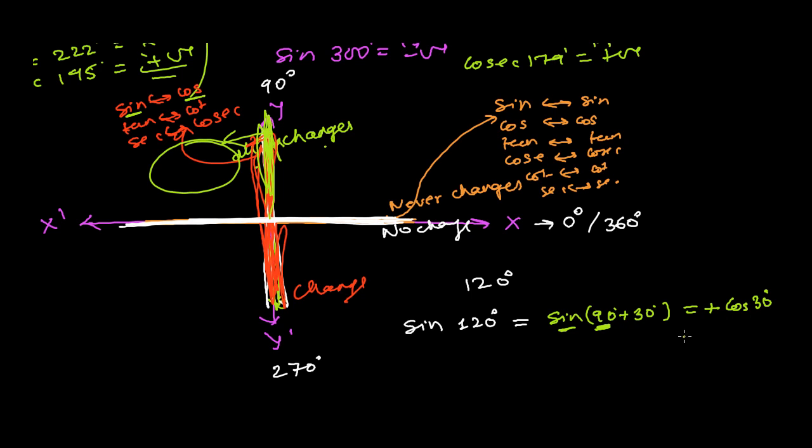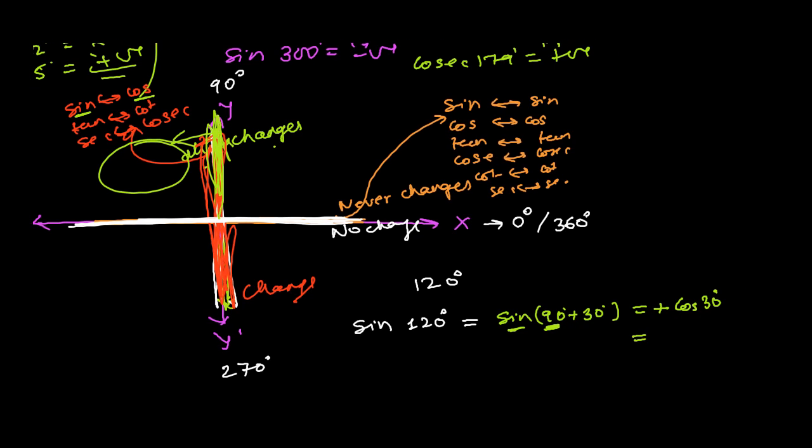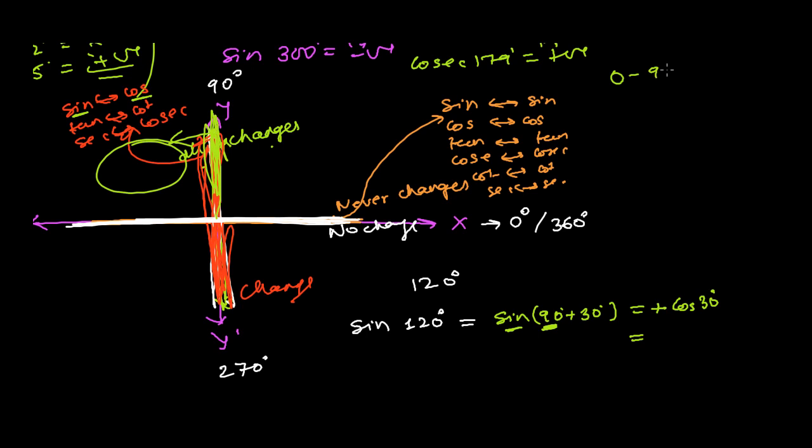I already told you that I know the values between 0 to 90, but I don't know more than that. And if you know the trig table between 0 to 90, then you can know the trig table of any higher degree, even 700, 800, 7000, 8000. I don't care, you can easily find it with this concept. Now plus cos 30, everybody knows that is root 3 by 2. So sine 120 is root 3 by 2.